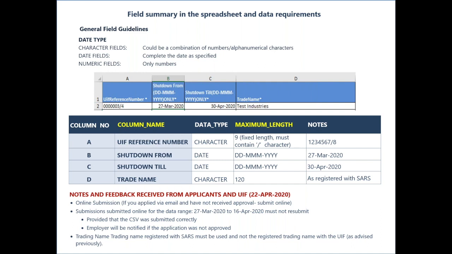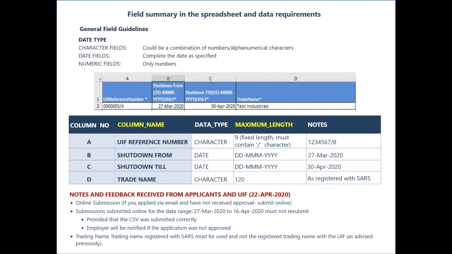Now, if you're going to be submitting online currently, the date range is from the 27th of March until the shutdown date, 30 April. I'm going to stop here and mention that if you submitted online last week Wednesday and Thursday, I've spoken to the UIF this morning, because when they opened, there were 2 date ranges available online. The first date range was from the 27th of March to the 16th of April, and the next date range was from the 17th of April until the 30th of March.